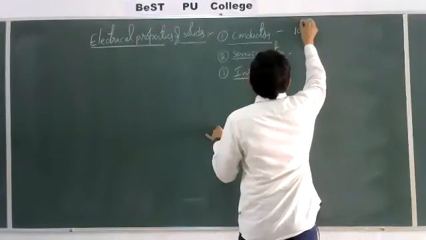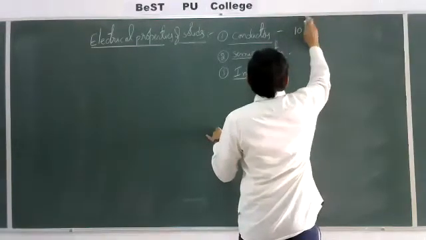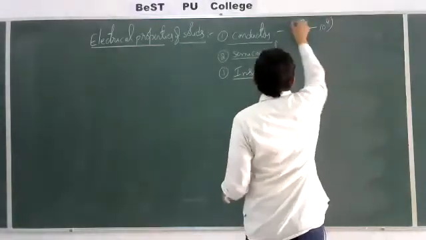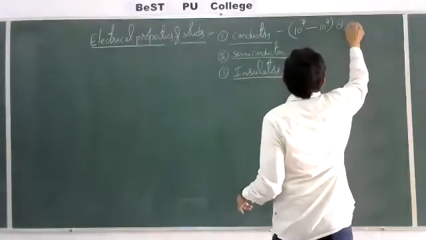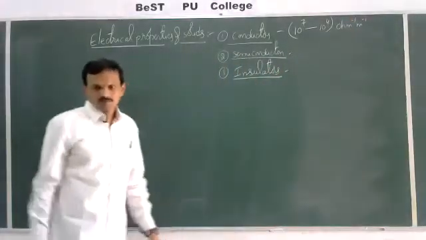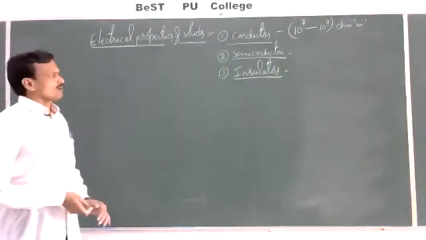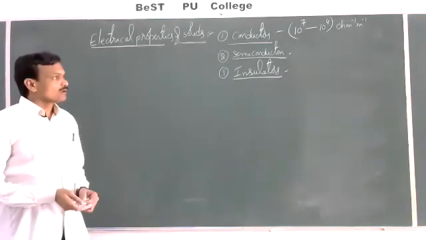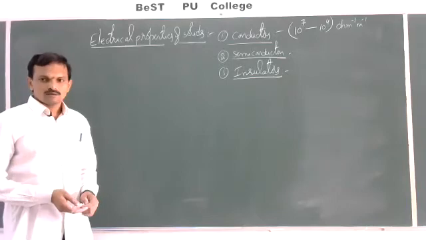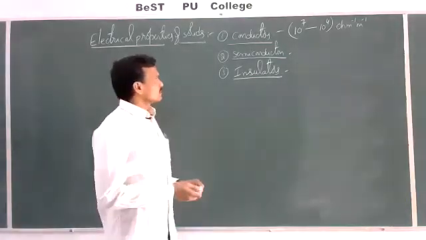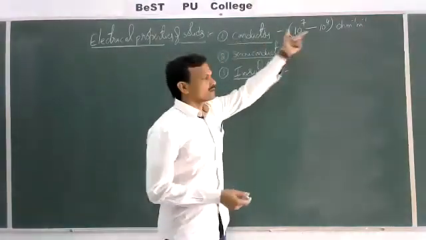See, if the conductivity lies in the range of 10 to the power of 7 to 10 to the power of 4 ohm inverse meter inverse, or Siemens per meter, that is, the conductivity range of a solid lies in the range of 10 power 7 to 10 power 4 ohm inverse meter inverse, then those are considered as conductors.